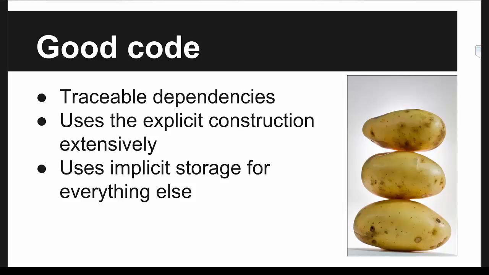So I like traceable dependencies. I like that we're connecting classes. We're not throwing weird strings or arrays of strings around. We're passing classes. They're dependencies that show up in a diagram. We use explicit construction extensively, as much as possible, to limit this search space. And we use implicit storage for everything else, everything that does not show up in code. Why does this code do this thing? That is where we use implicit dependencies.